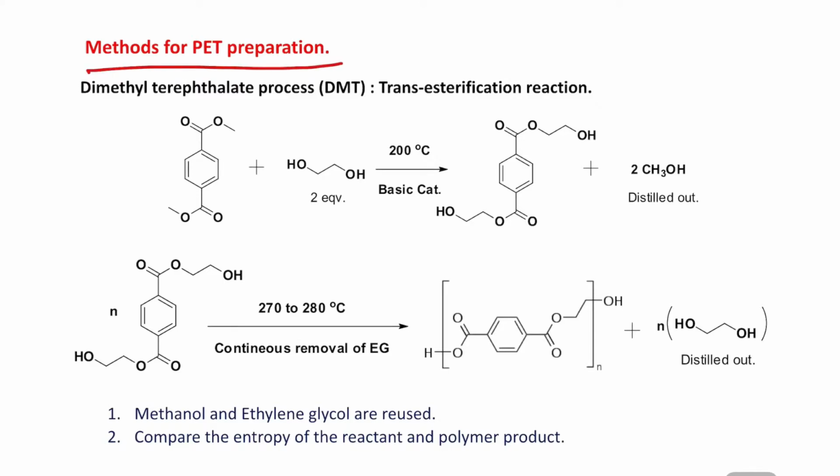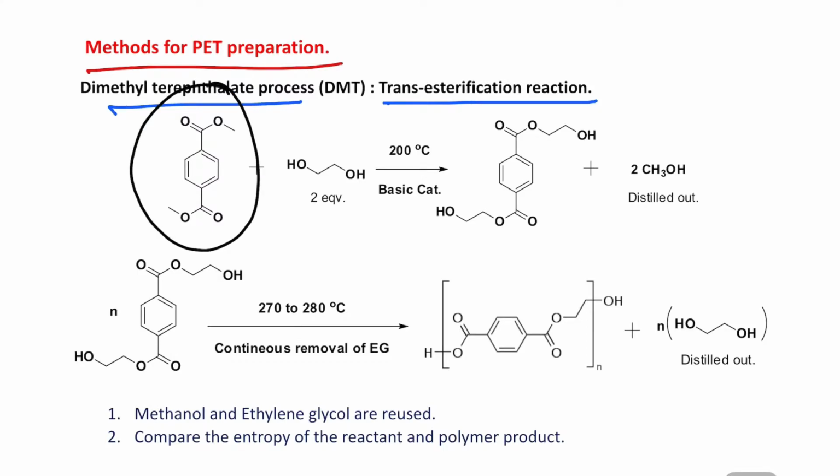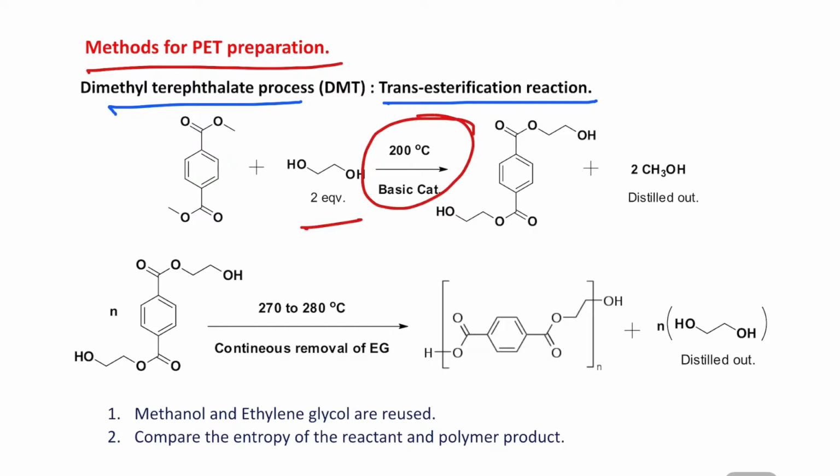The dimethyl terephthalate process, the DMT process, and the transesterification reaction. First, why is it the dimethyl terephthalate process? Because you can see this is dimethyl terephthalate. Since this is used for this reaction, that's why it is called the dimethyl terephthalate process. When it reacts with two equivalents of ethylene glycol in the presence of a basic catalyst at 200 degrees centigrade, it produces this polymer.